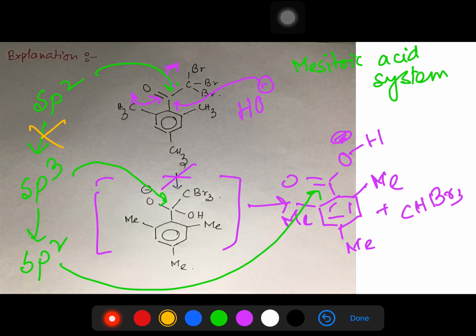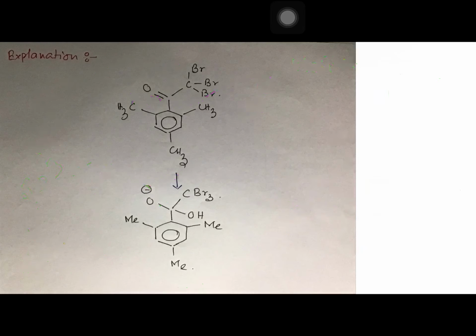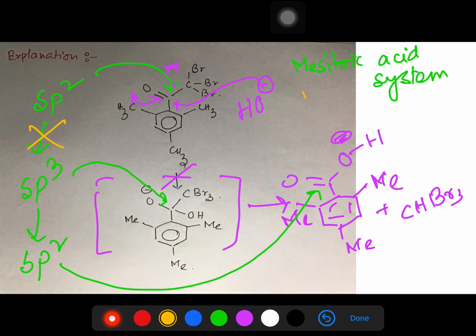Question, why? In order to understand this story, first of all you need to understand this mesitoic acid system. What is meant by mesitoic acid? You can think that mesitoic acid means this part, and why is this? Because this originates from mesitylene. Mesitylene means trimethyl, meaning 1,3,5-trimethylbenzene. Okay, so this is actually mesitylene.